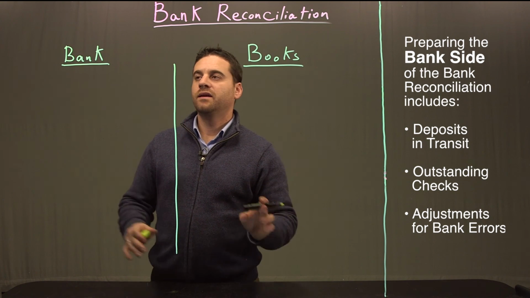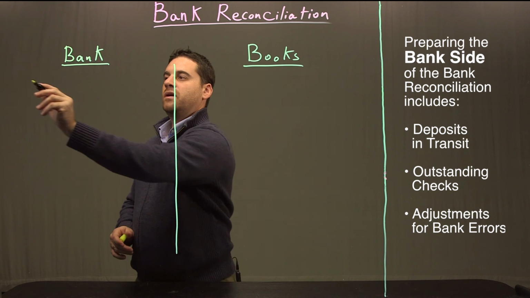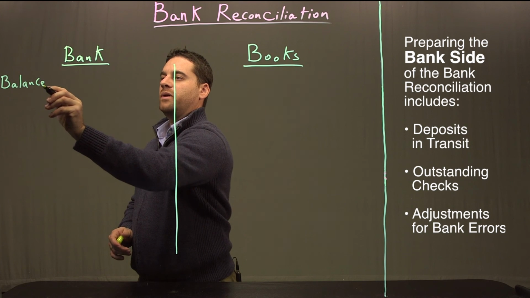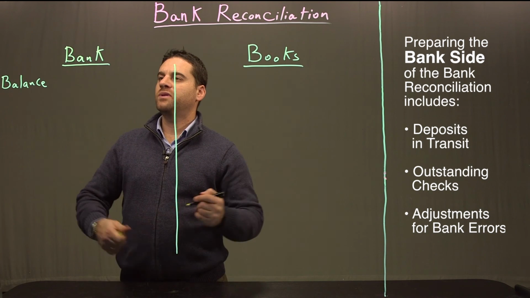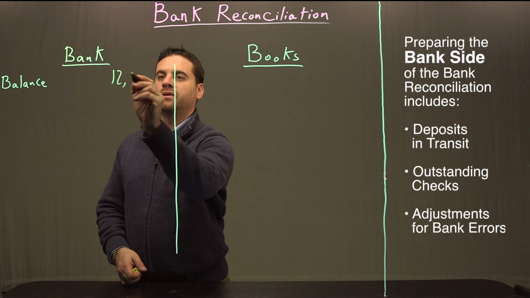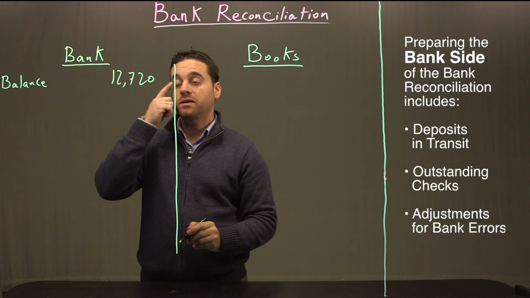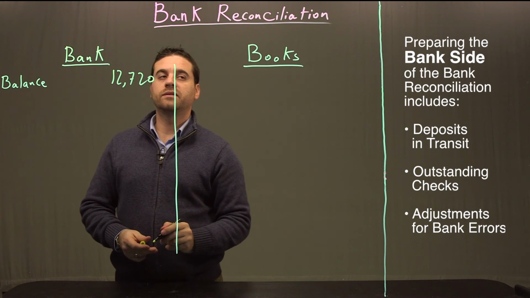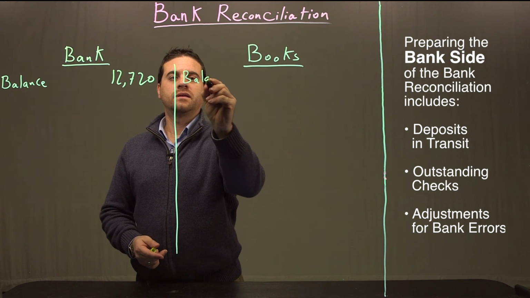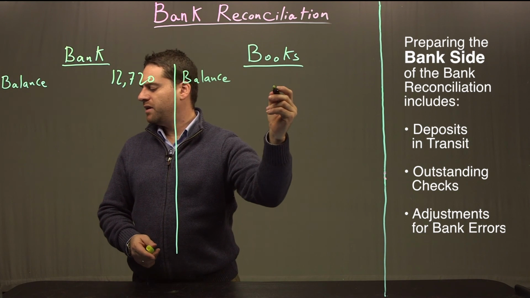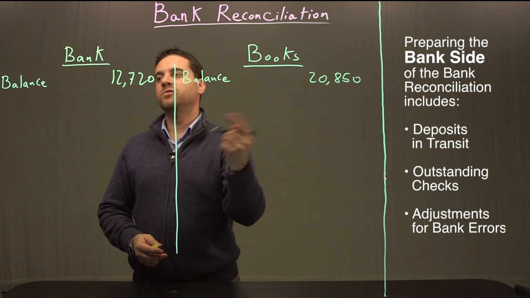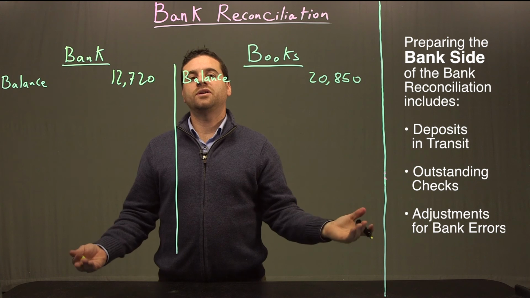Now, here's how you want to start. The first step is to show how much balance is showing in your bank statement. So we start with the bank side. It was 12,720, for example. That was the ending balance of cash in the bank statement. But in our books, in our ledger, we had a balance that was different. It was 20,850. And obviously the two balances are not equal, so we're gonna try to make them equal.